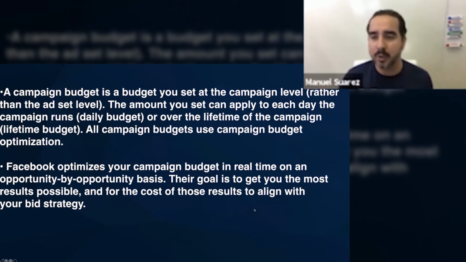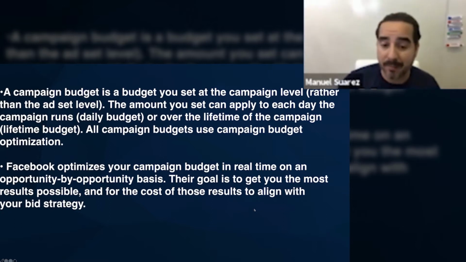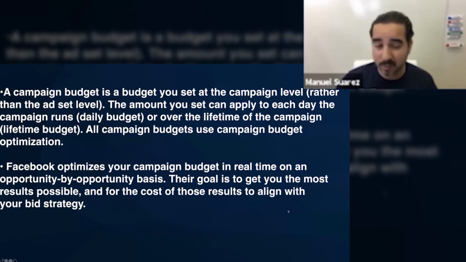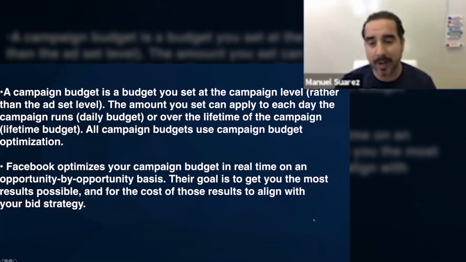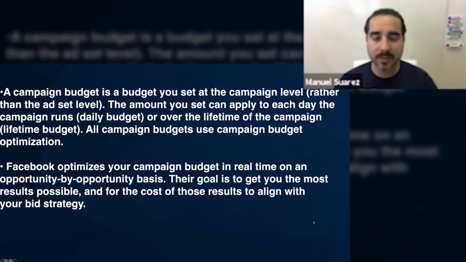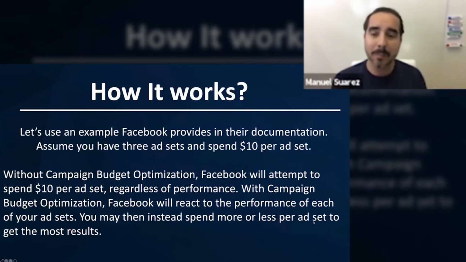All campaign budgets use campaign budget optimization. Facebook optimizes your campaign budget in real time on an opportunity by opportunity basis. That's based on what they're observing in real time across users in social media, including Instagram, Facebook, Messenger, and in the not too distant future, platforms like WhatsApp. Their goal is to get you the most results possible and for the cost of those results to align with what your bid strategy is. What are you trying to accomplish? You're trying to get clicks for pennies on the dollar. You're trying to get conversions for $1 or $2, depending on what you're trying to accomplish. They help you get results for that.